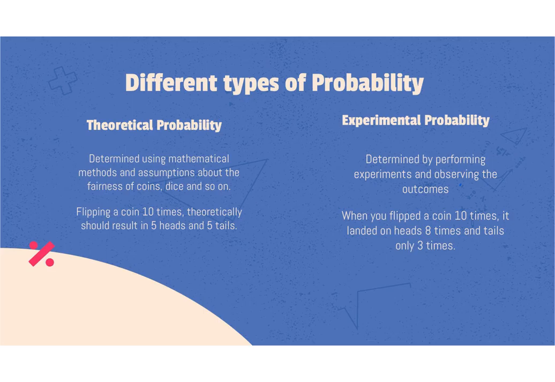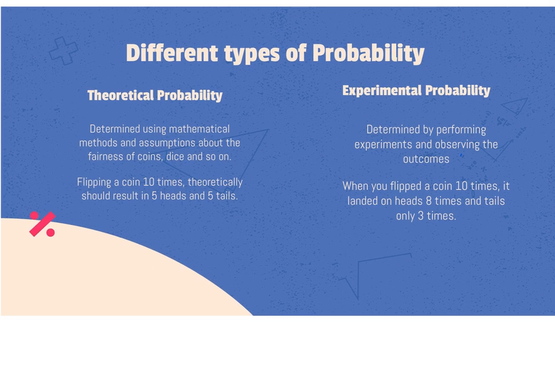Okay. There's different types of probability. Where we spend most of our time is in theoretical probability. Theoretical probability is what happens based on mathematical likelihood. If I flip a coin 10 times, theoretically I should get 5 heads, 5 tails if it's a fair coin. Rolling a die, I should get an equal likelihood of 1, 2, 3, 4, 5, 6, and so on. Experimental probability is what actually happened when I did it.